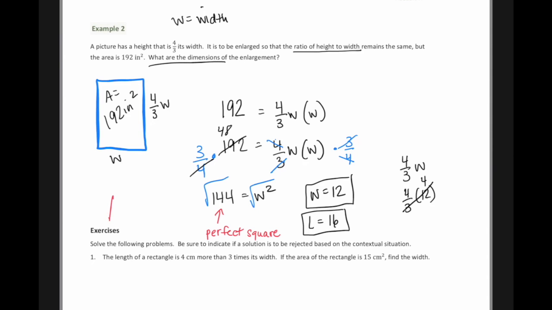Why don't you go ahead and try to do the first exercise? It's very similar to the one that I just did for you in the model.